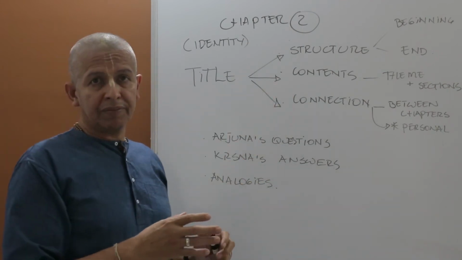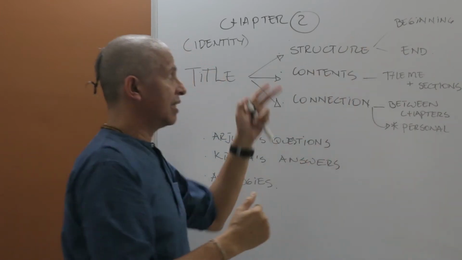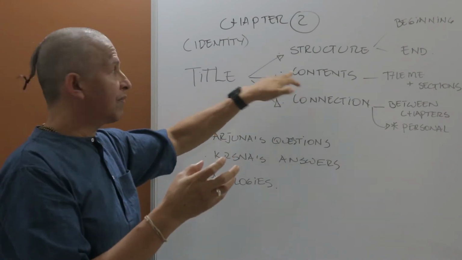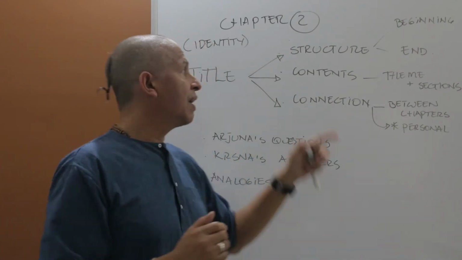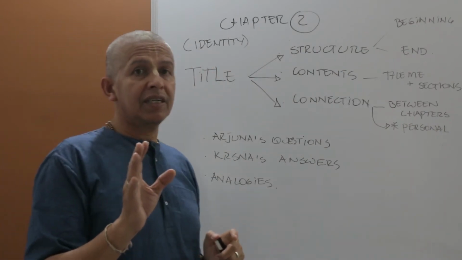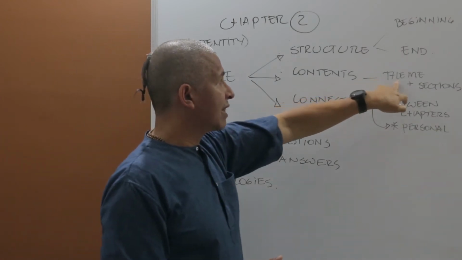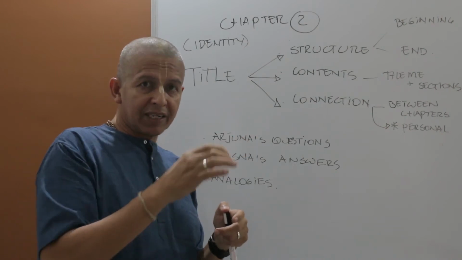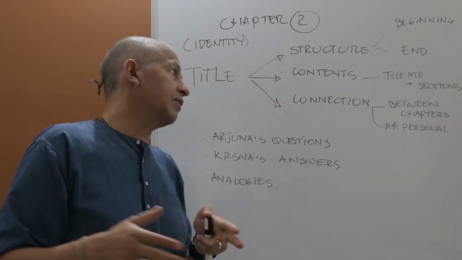This is essential, because even if you forgot how the chapter begins or ends, you should know what the content is, what the main theme of this particular chapter is. You may forget if it has 20 verses or 70 verses, but you know that the chapter in this particular case is about the identity of the spirit soul. So in contents we have the themes, and also how the theme is divided into different sections: what Krishna is talking about in a particular set of verses.